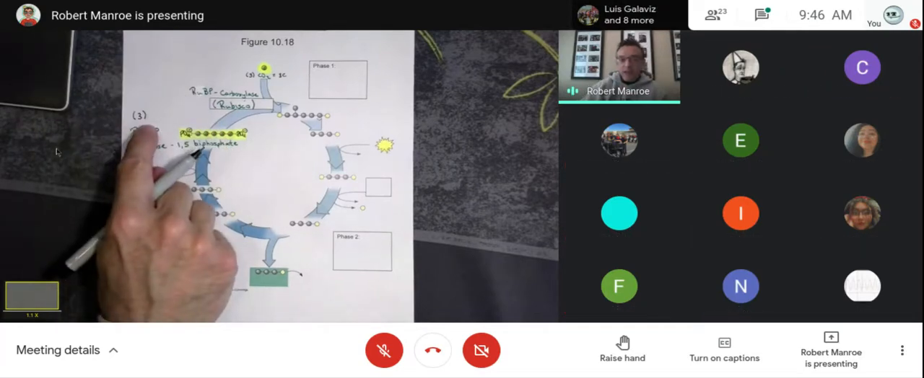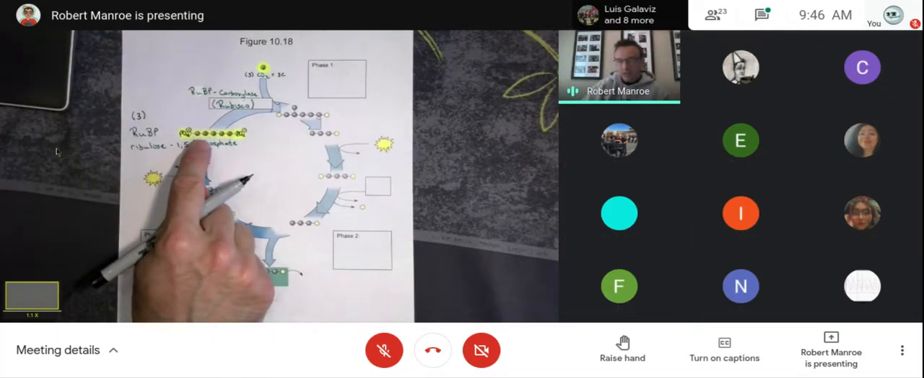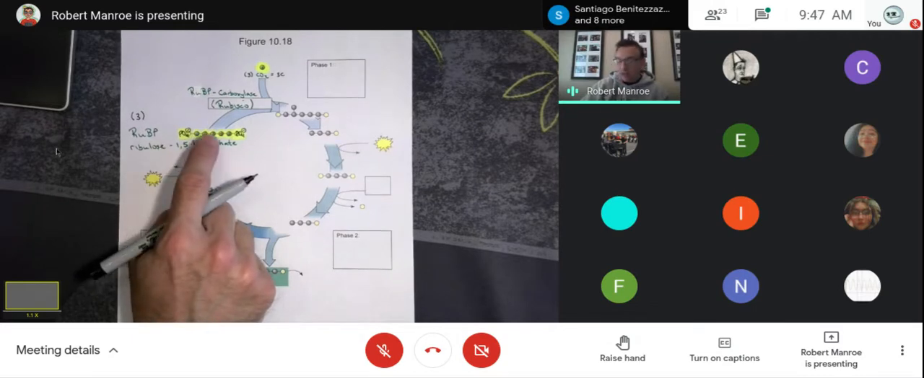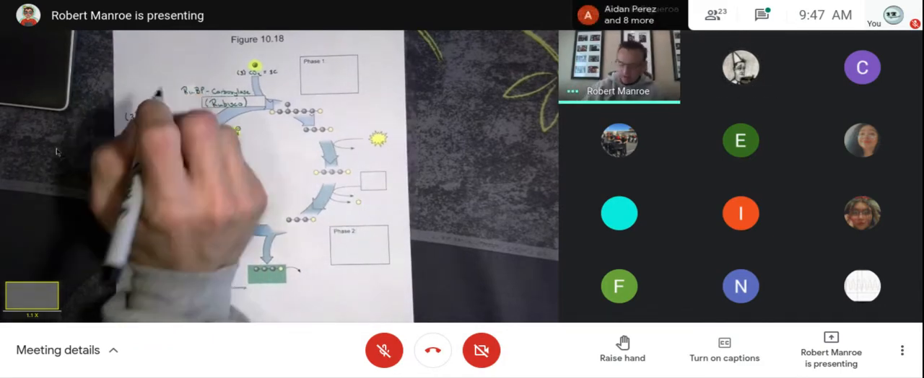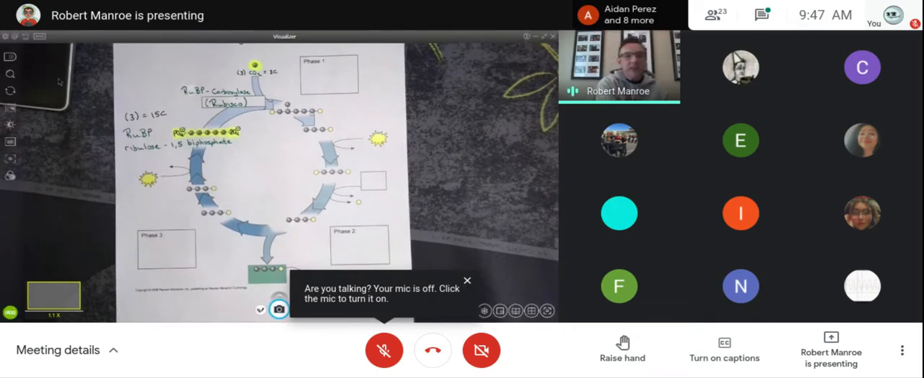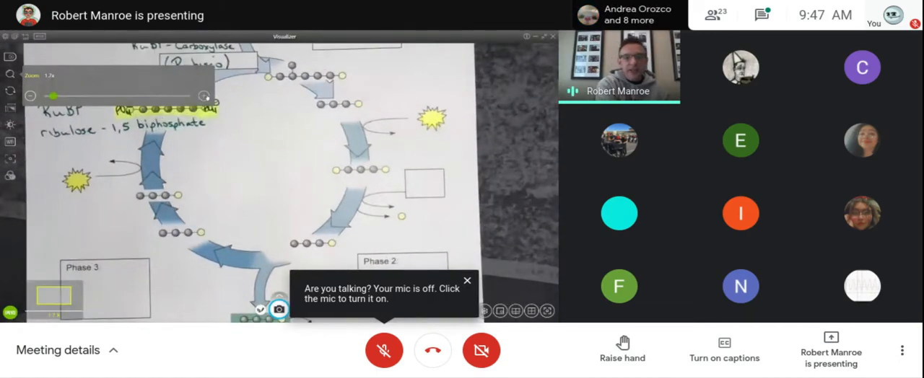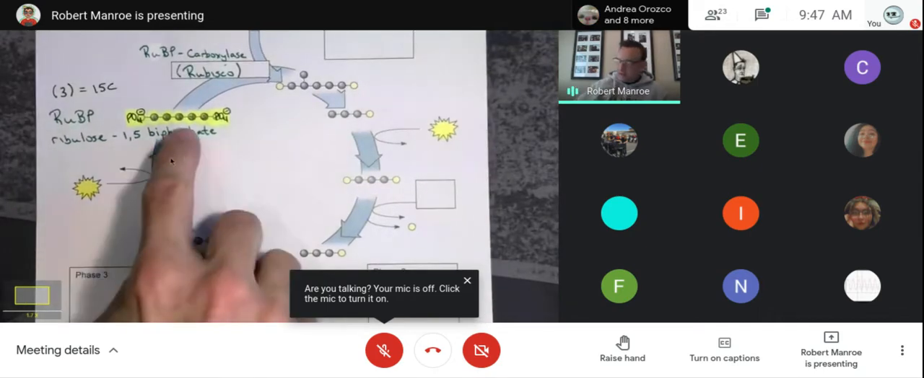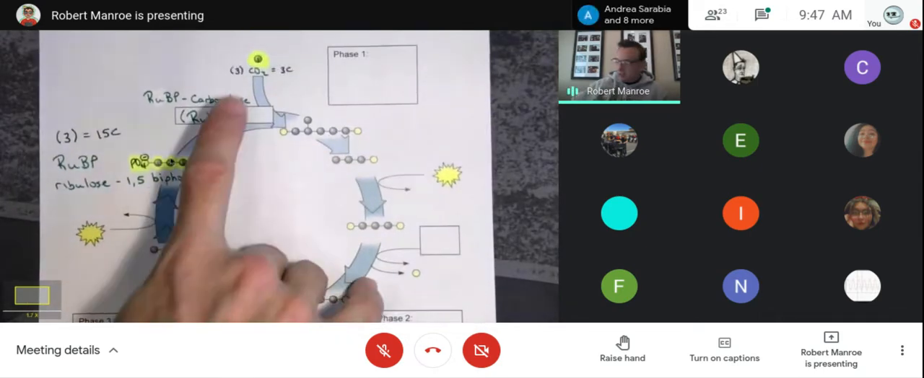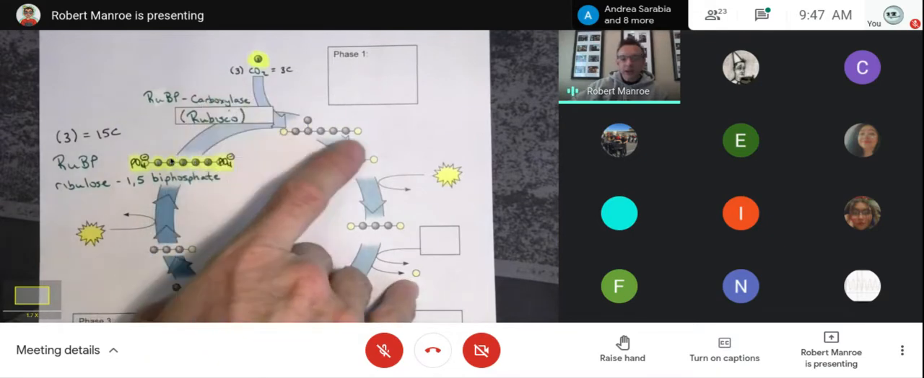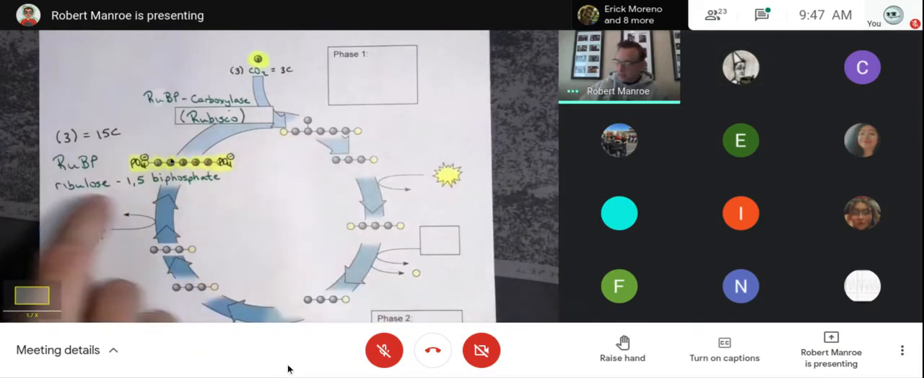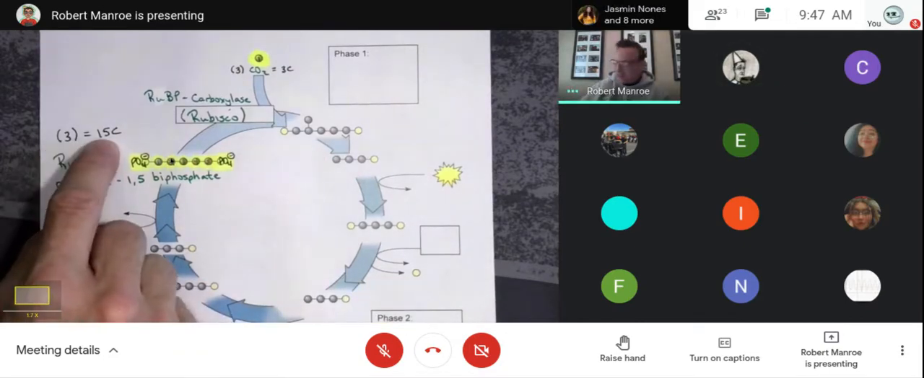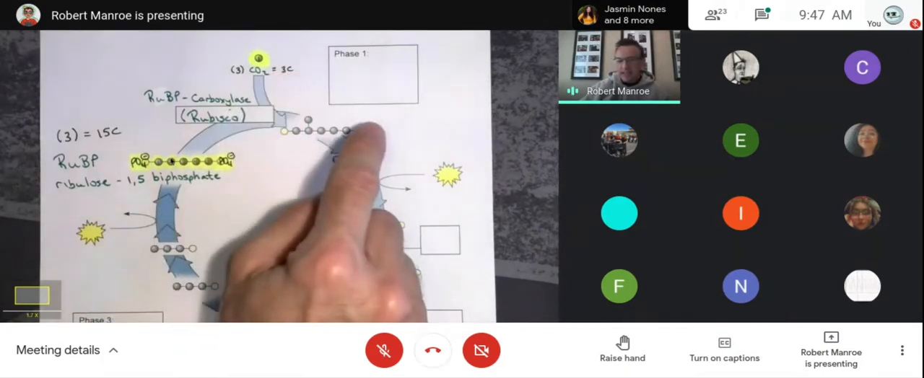If you have 3 of this 5-carbon molecule, how many total carbons do you have here? 15. Would it make sense that you have 15 carbons? You start with 15 carbons on the top left. Let me zoom in on this. 15 plus 3 is going to give us how many carbons over here? 18. 15 plus 3 is going to give us 18 over here.